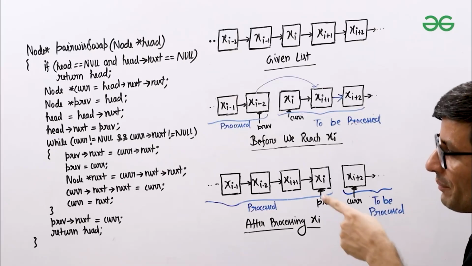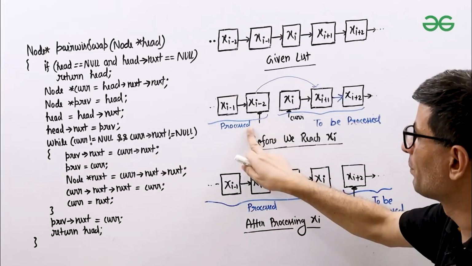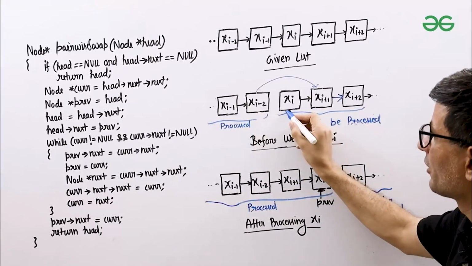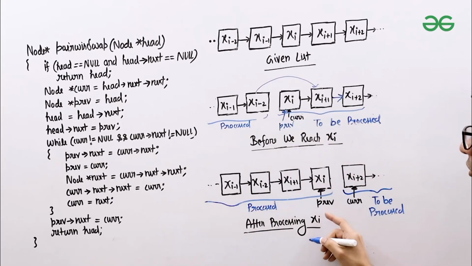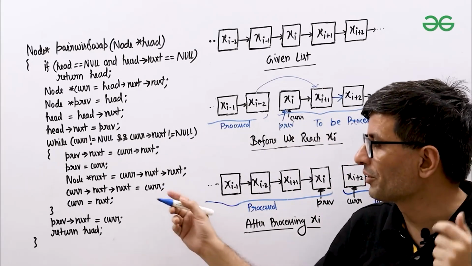Then we say previous is equal to current. So we move previous from here to current. Previous now comes here. That's what we want in the output. And after that, what are we doing?